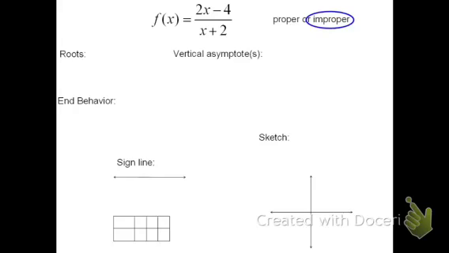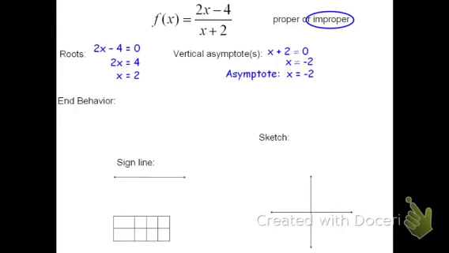Because we only have the one linear factor up top, 2x minus 4, we're going to set that one factor equal to 0, solve it, and we get x is 2. It's a real factor, meaning that we have an x-intercept at (2, 0). For the vertical asymptotes, it only has one linear factor on the bottom, so x plus 2 cannot be 0, meaning x cannot be negative 2. So the only vertical asymptote is where x is negative 2.